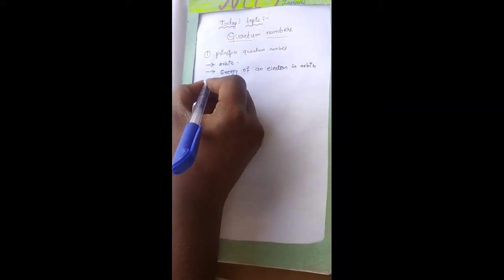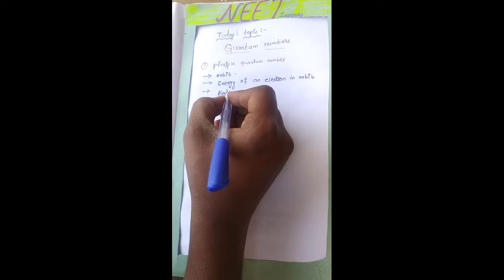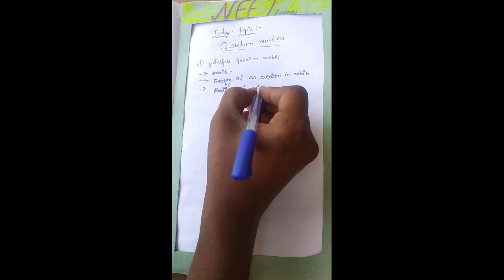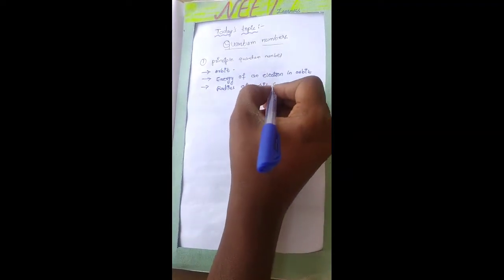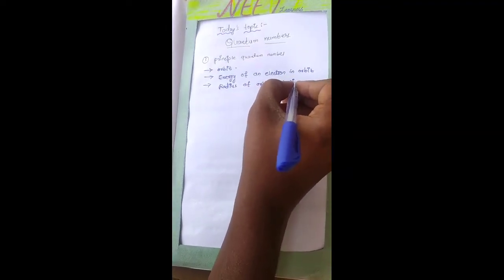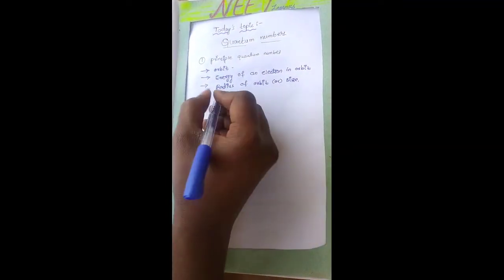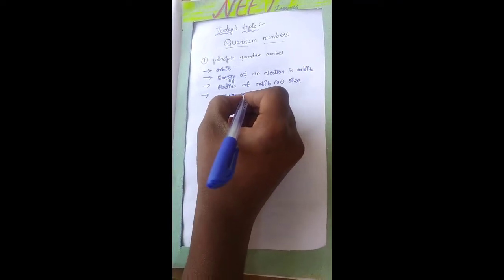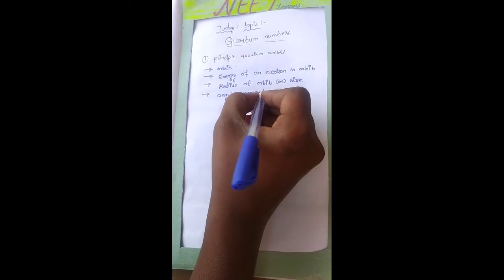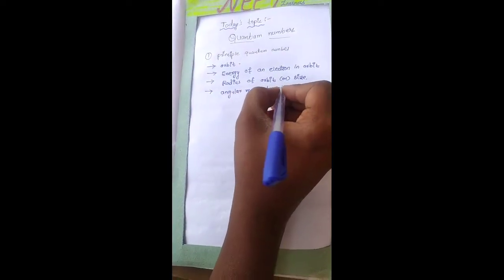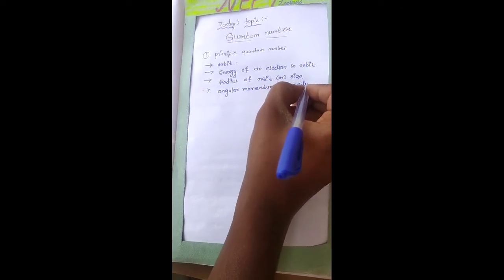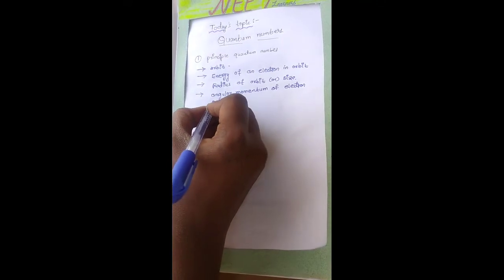Next, it also describes the radius of the orbit, or we can say its size. And the important one, it mainly describes the angular momentum of the electron in the orbit.